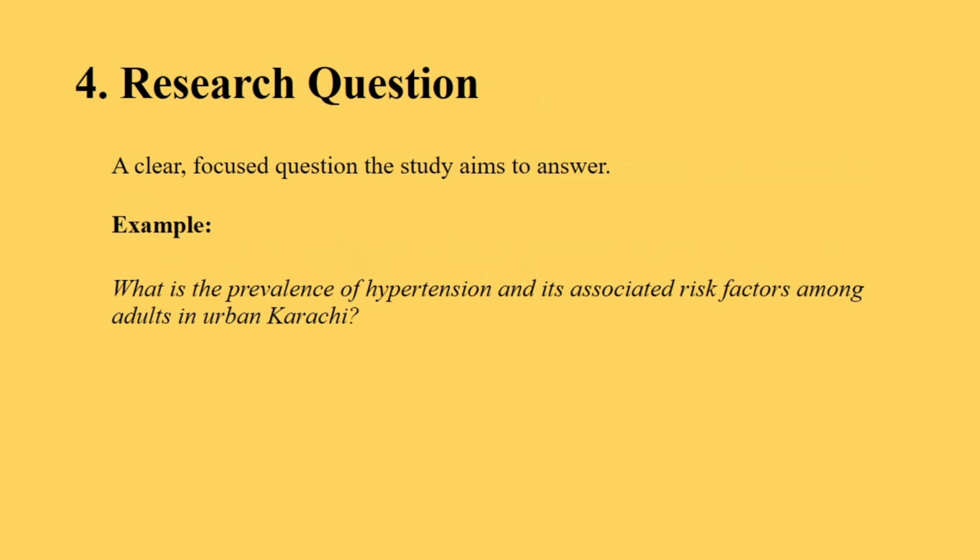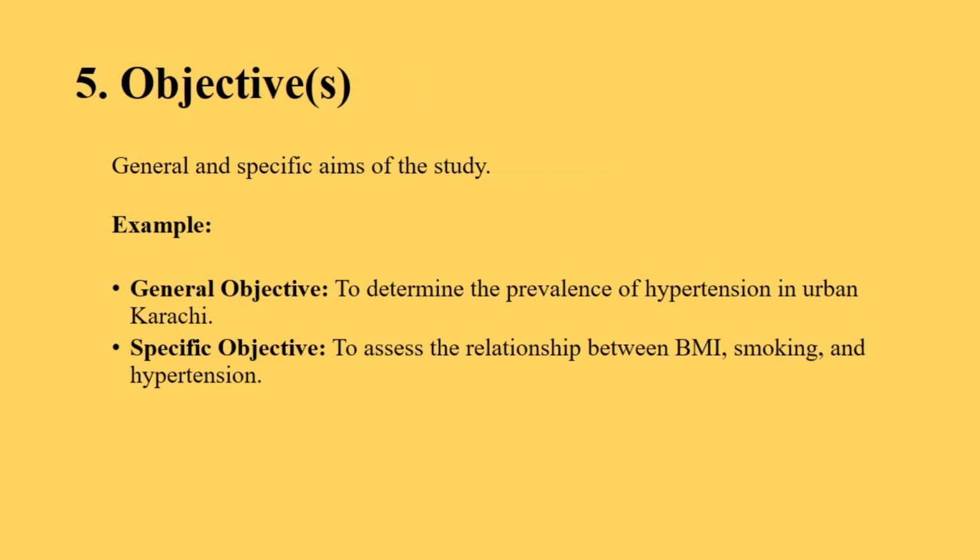In research question, state a clear, focused question that the study aims to answer. For example, what is the prevalence of hypertension and its associated risk factors among adults in urban Karachi? Objectives. Objectives are the general and specific aims of the study. For example, general objective: to determine the prevalence of hypertension in urban Karachi, and specific objective: to assess the relationship between BMI, smoking, and hypertension.